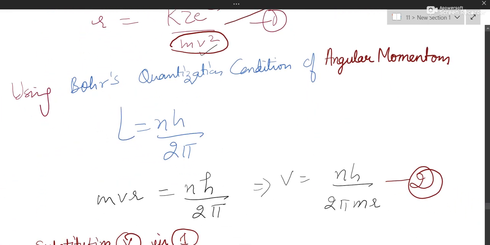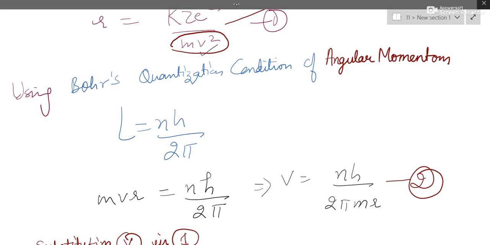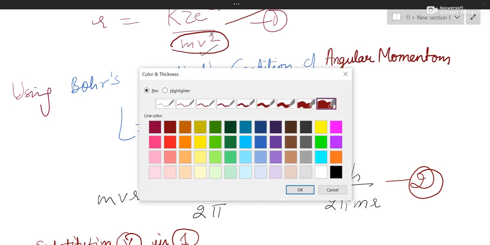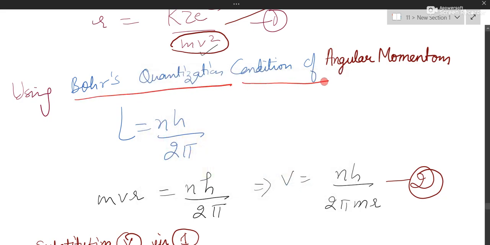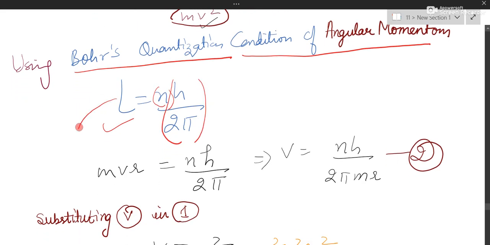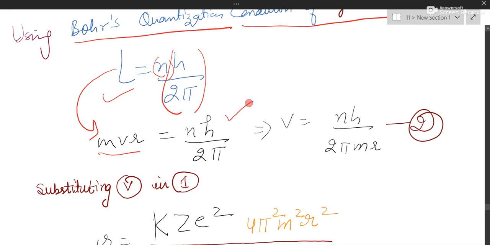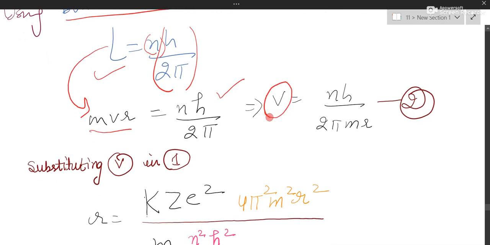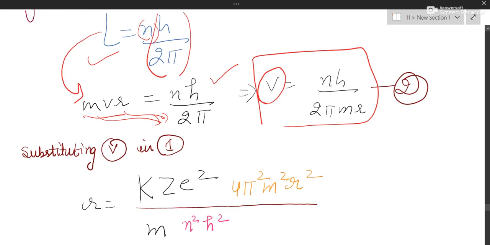Moving further, now we'll be using Bohr's quantization condition for angular momentum. Angular momentum is an integral multiple of h by 2 pi, that everyone knows. Now, angular momentum L can be written as mvr, class 11th, mass times velocity times radius, is equal to nh by 2 pi. From here you find the expression for velocity, so m and r will go down. So we are ready with the expression of velocity, which we are going to substitute in equation number 1.